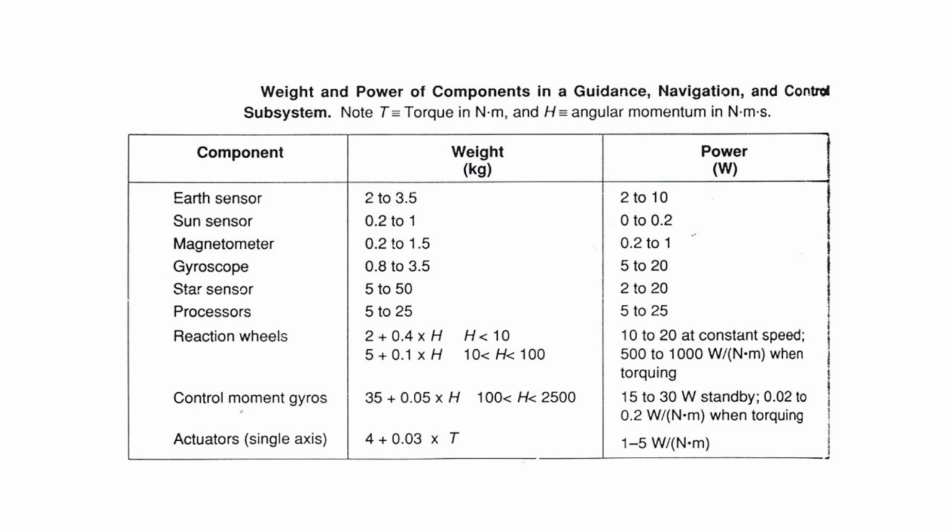And here is another example from Wirtz and Larson. And this is as simple as it gets. If you have a function, in this case they are all related to attitude control, then here are estimates of mass and power values that go with that function.